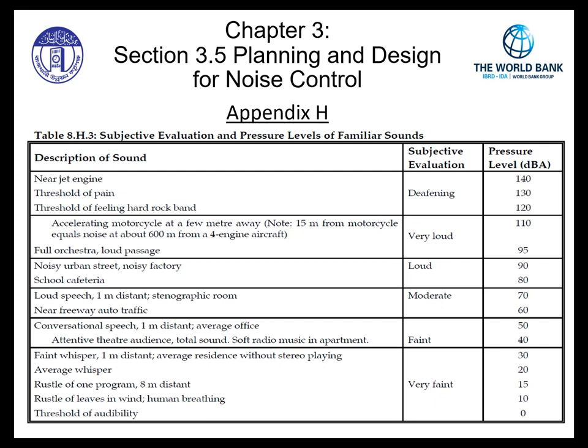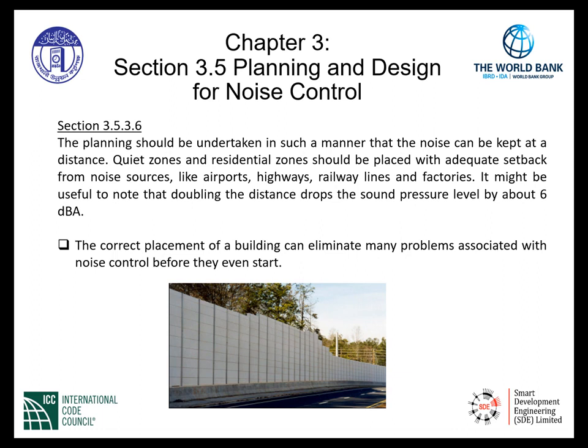Section 3.5.3.6. The planning should be undertaken in such a manner that the noise can be kept at a distance. Quiet zones and residential zones should be placed with adequate setback from noise sources like airports, highways, railway lines, and factories. It might be useful to note that doubling the distance drops the sound pressure level by about 6 dBA.